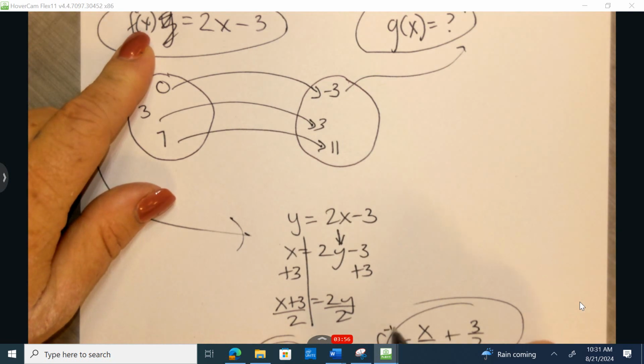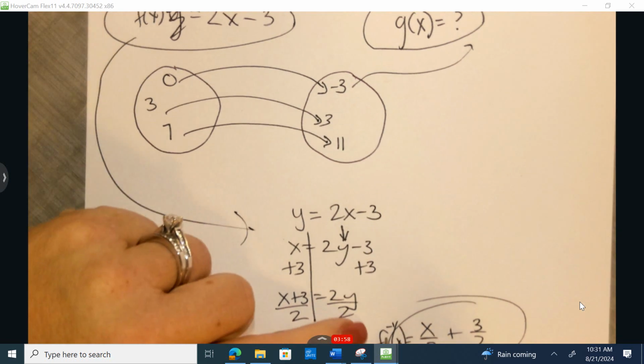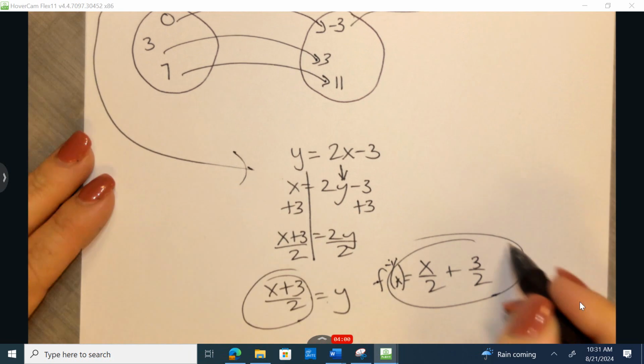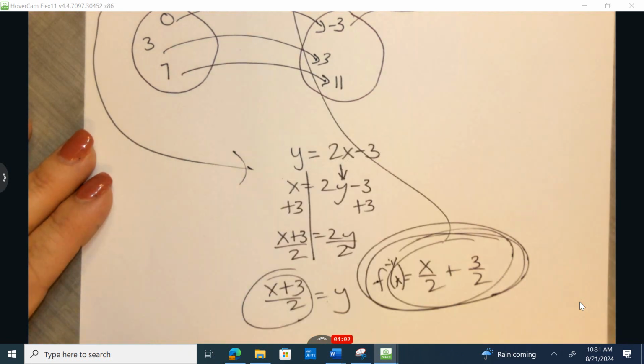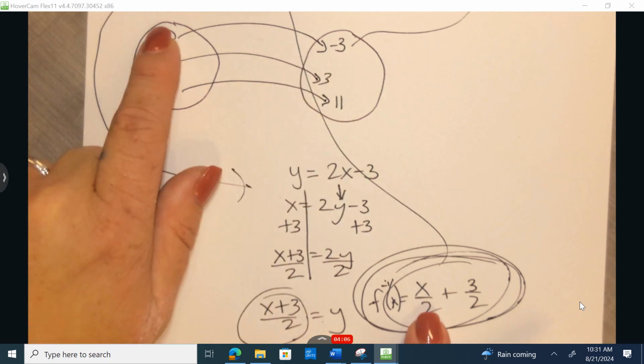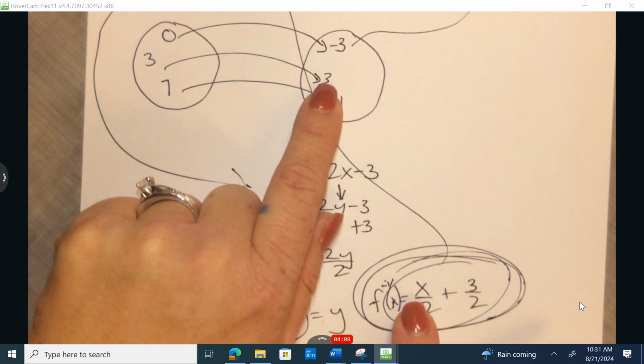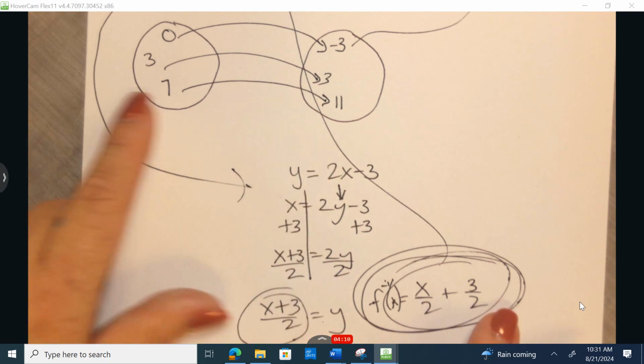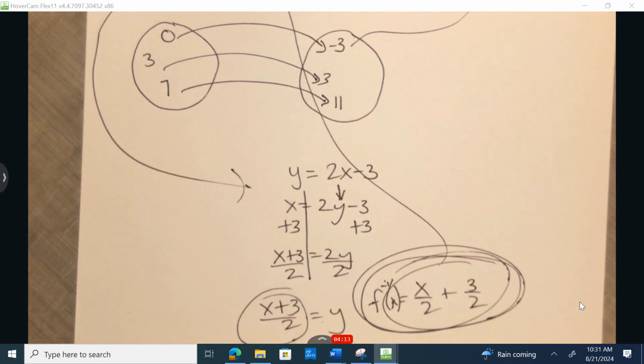The inverse here is going to be denoted with this little negative 1. f to the negative 1. This is the inverse of this original function. If I take this function and I plug in negative 3, I can promise you I'm going to get 0 if I did the math right. If I plug in 3, I should get 3. If I plug in 11, I should also get 7 if I did that correctly.